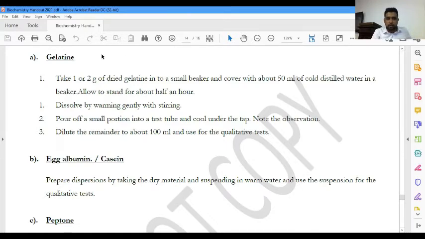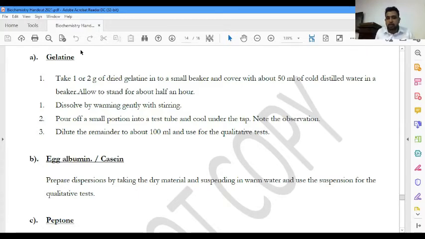Are all these proteins? So what do you think? Gelatin, egg albumin, casein, and peptone. Yes, all are proteins. Good. Then can you see any difference between gelatin, peptone versus egg albumin and casein? That's a very general question. Are gelatin and peptone naturally occurring compared to egg albumin and casein?